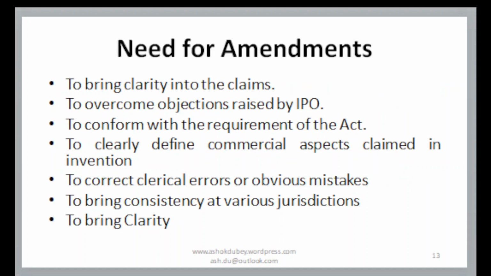Need for amendments. To bring clarity into the claims, to overcome objections raised by the IPO, people want to amend the claims most of the time for this reason, because there are objections raised by the patent system. To conform with the requirement of the Act, to clearly define commercial aspects claimed in the invention. There are various methods by which amendment could be done: by disclaimers, by clarification, by correction. Also, to bring consistency across various jurisdictions.